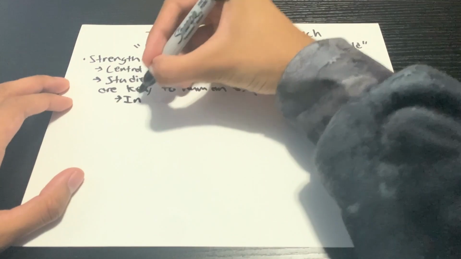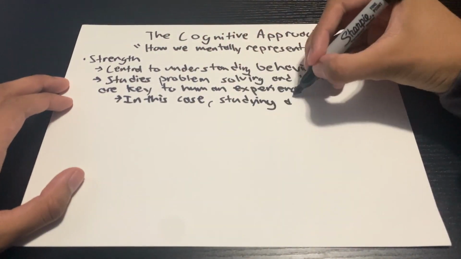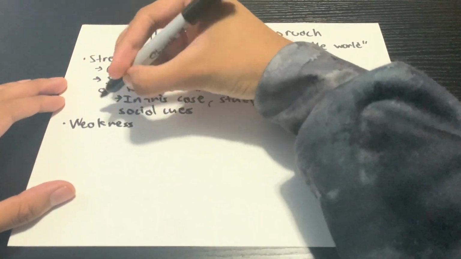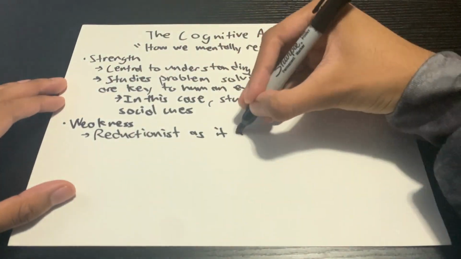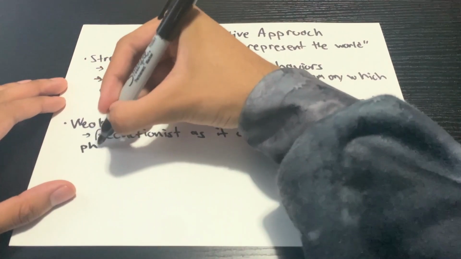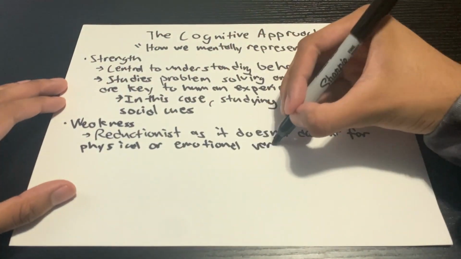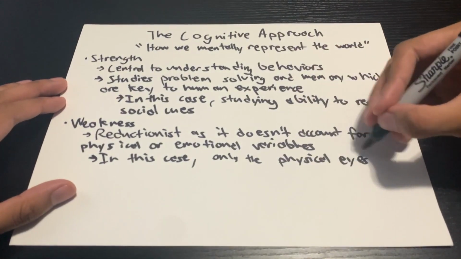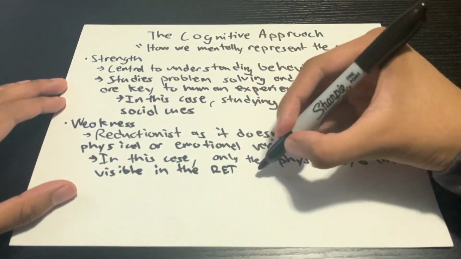In this case, studying the ability to read social cues from eyes. A weakness is that it's reductionist as it doesn't account for physical or emotional variables. In this case, only physical eyes are visible in the RET, which leaves out posture, facial expressions, and etc.